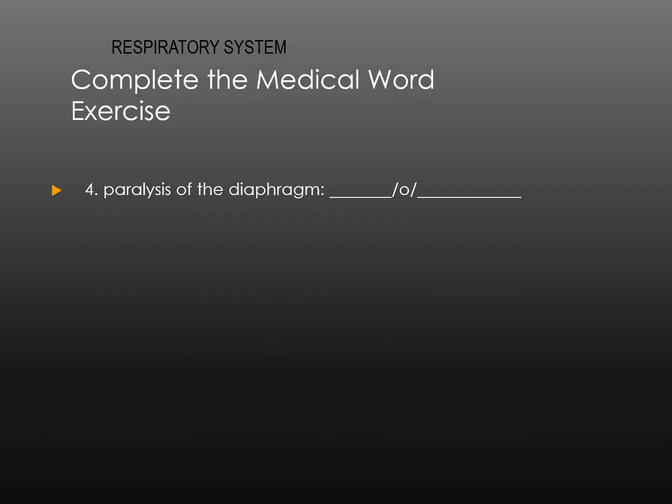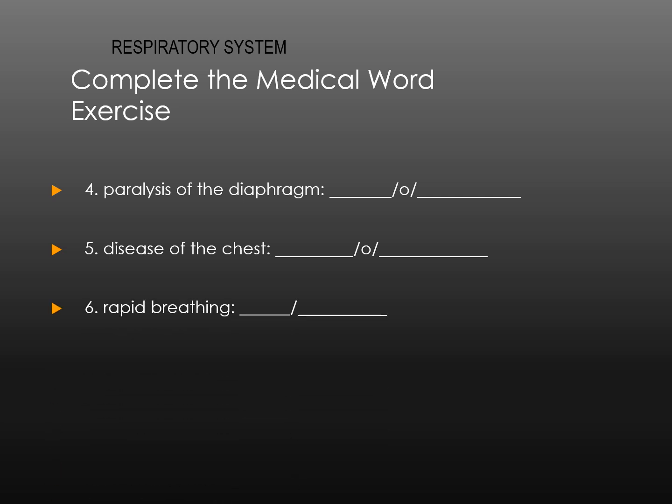Here's some more. Paralysis of the diaphragm. We already know plegia for paralysis. Do we remember the combining form for diaphragm? It's phreno, phrenoplegia. Disease of the chest. That's easy. Chest is thoraco and disease is pathy. So thoracopathy. Rapid breathing. So pnea, P-N-E-A, is breathing. Rapid is, just like there's a rapid heartbeat, tachy. So tachypnea.